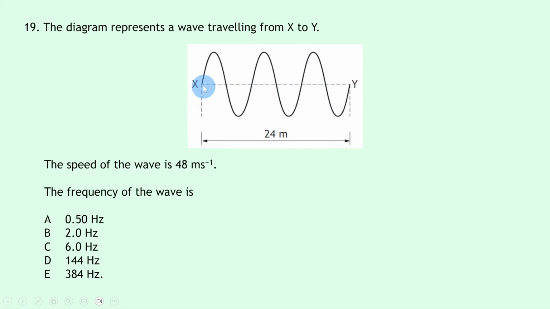So if we want to find the distance from the start to the end of one wave, i.e. the wavelength, then we need to take the full length 24 metres and divide it by 3 waves. So doing that gives us lambda equals 24 over 3, which is 8 metres.